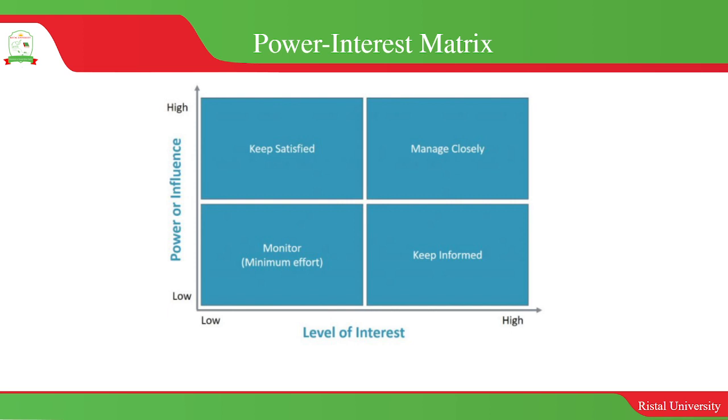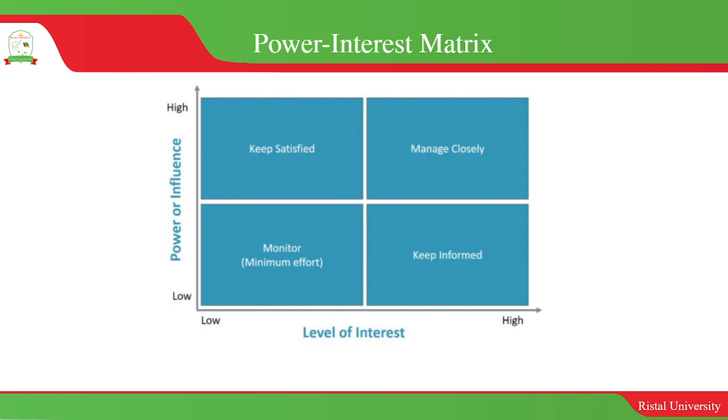I can have a lot of power, but I'm not interested in the policy issue, so I will not really bother about it. Okay. Or I can have a lot of power, and I'm also interested in the policy issue. So that is where you have high power, high interest. Okay. And then you have low power, low interest. If someone has low power and is not that much interested, you as a person pushing for a particular policy, you don't really need to concentrate on them.